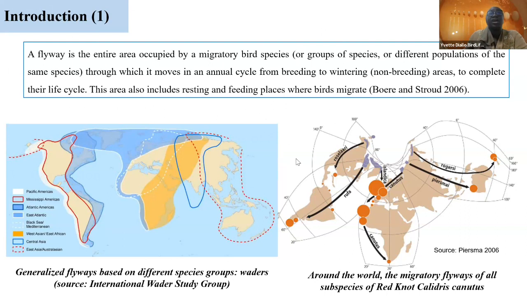In this map, you have the agreement. The area in red shows the AEWA region. AEWA is the Agreement on the Conservation of African-Eurasian Migratory Waterbirds.